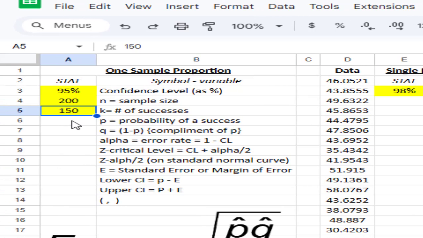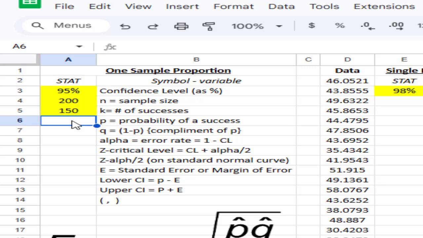Okay, so now that you have yours set up to look like mine, we just have to remember that everything that's highlighted in yellow is the information that we're going to change for each new question that we come across. So each new homework question, quiz question, test question, whatever, the information that they give us, we will put into the yellow cells, and then everything else will get auto-generated based on that new information.